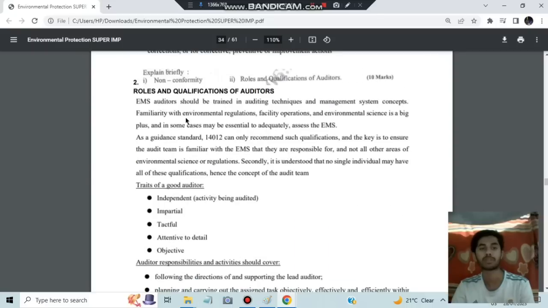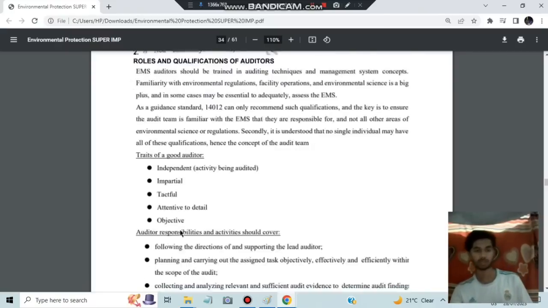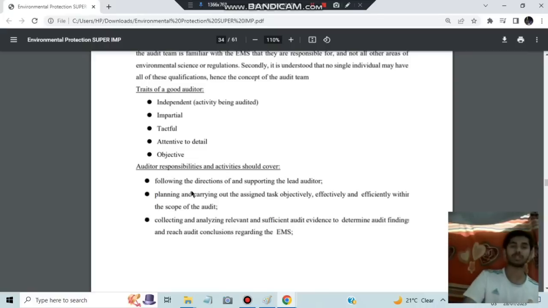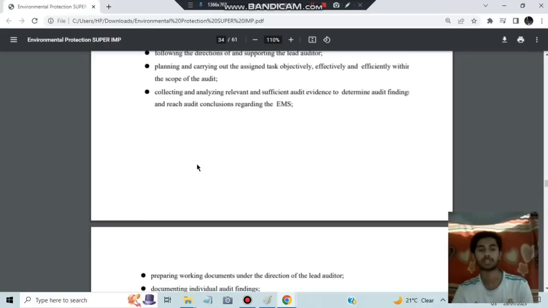Go through it. Next, we have the non-conformity and roles and qualifications. Roles and qualification means for the auditor, what are the roles and qualification traits are given here. Just the good things you have to write. What are the things the auditor has to be doing, responsibilities, those are given here.